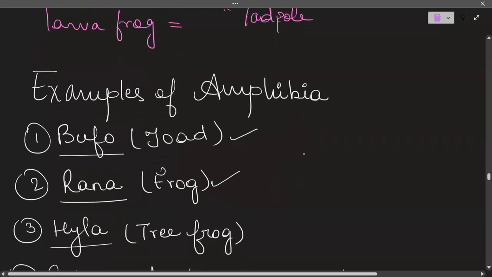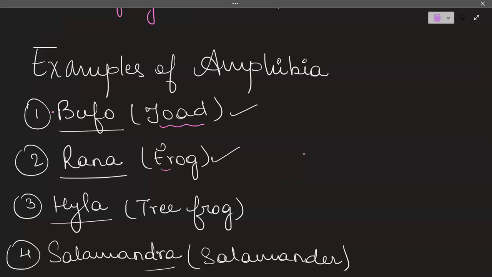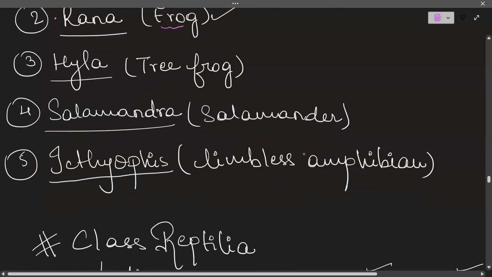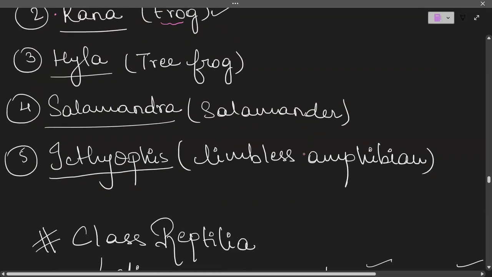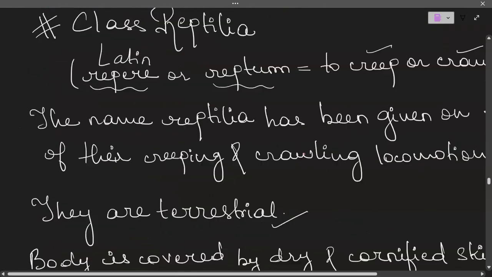Now, examples of the amphibia, we have toad, that is known as bufo. Frog is known as rana, rana tigrina. Then there is tree frog, which is known as hyla. Then there is salamander, which is known as salamandra. And then there is the limbless amphibian. It does not have limbs, and that is known as ichthyophis. So these are the various examples of amphibia.